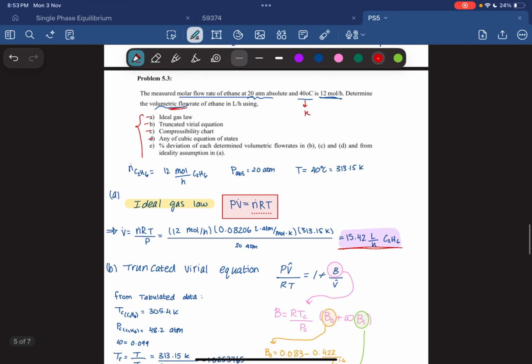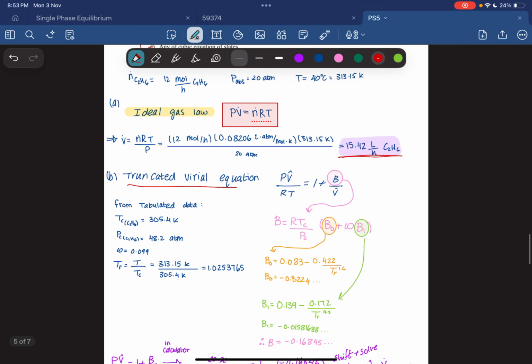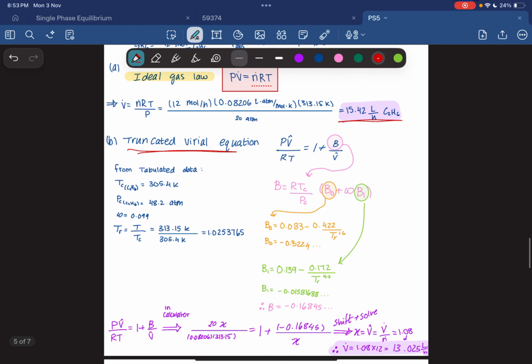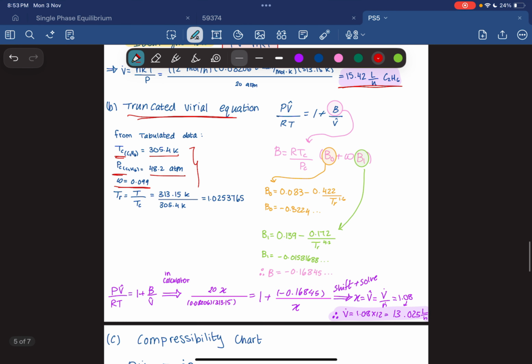Now, for part B, we need to use the truncated virial equation. For the truncated virial equation, you will need to gather from the tabulated data the critical temperature of ethane, which is 305.4 Kelvin, the critical pressure of ethane, which is equivalent to 48.2 atmospheres. You will also need to find the acentric factor, 0.099. Again, all of these values are given in tables in the textbook.